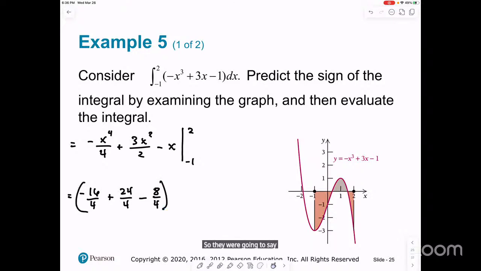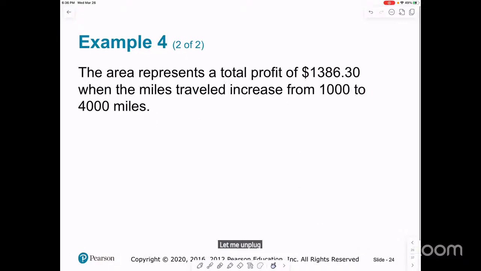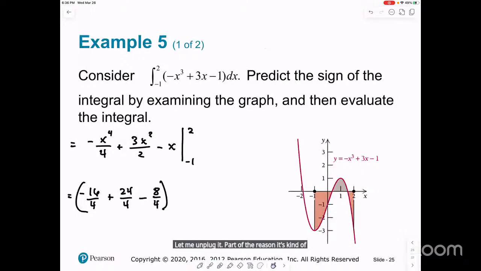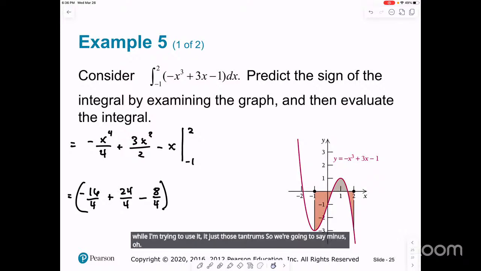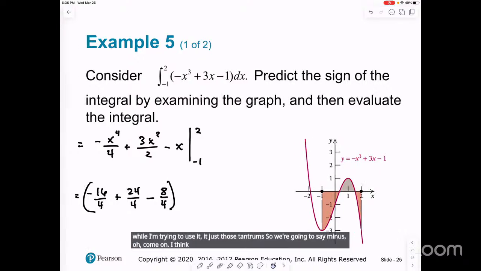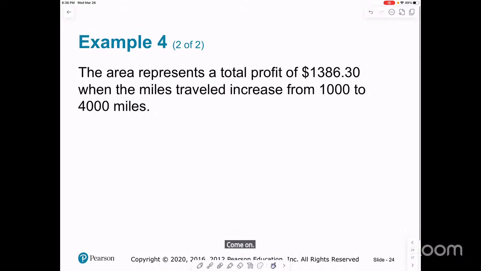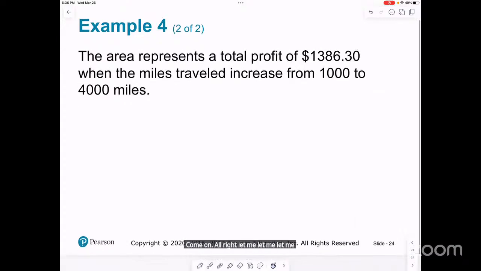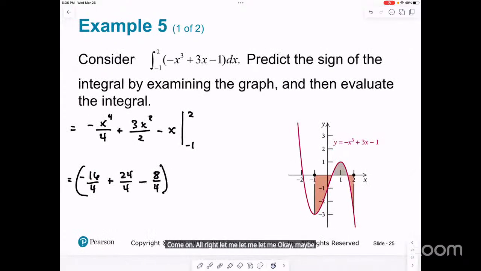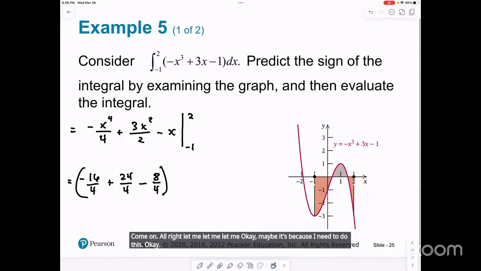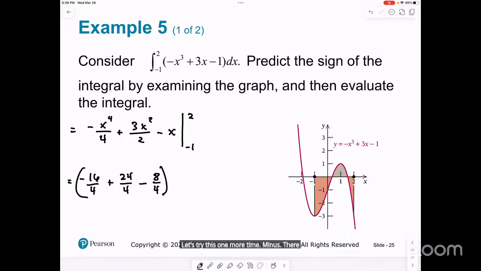Oh, come on. Let me unplug it. Part of the reason it's kind of trippy is if it's charging while I'm trying to use it, it throws tantrums. So we're going to say minus. Oh, come on. Why? I think my pen also might need to charge. Let me charge it. All right. Let me see. Oh, okay. Maybe it's because I need to do this. Okay. Let's try this one more time. Minus. There we go.